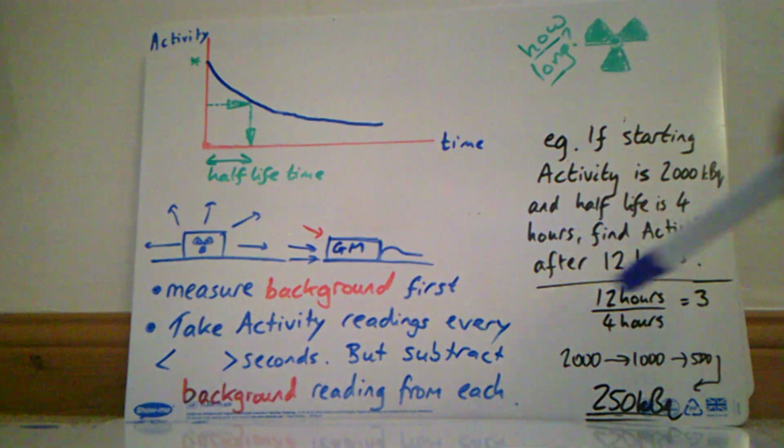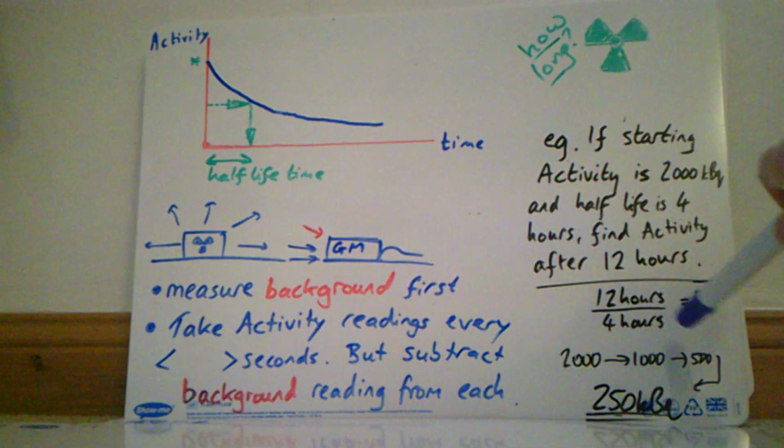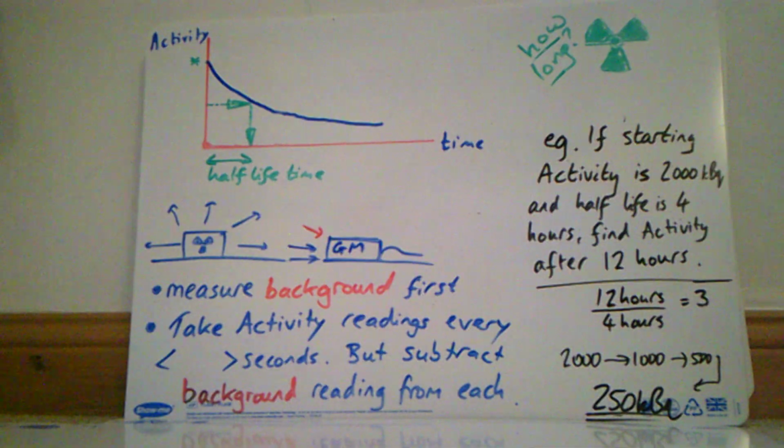3 times. So start with 2000, half it once, half it twice, half it 3 times, and you're down to what the radioactivity is going to be.